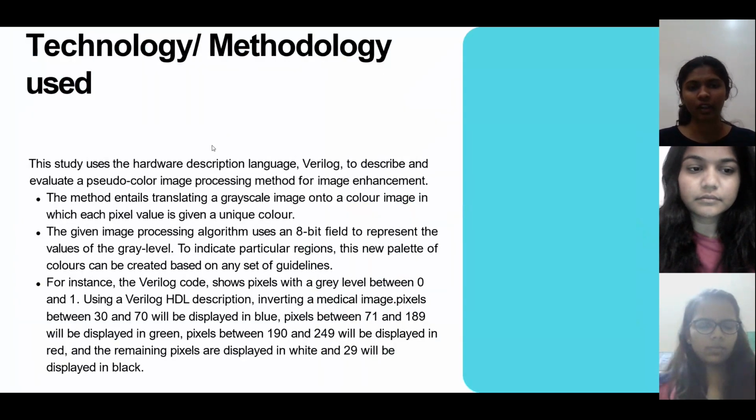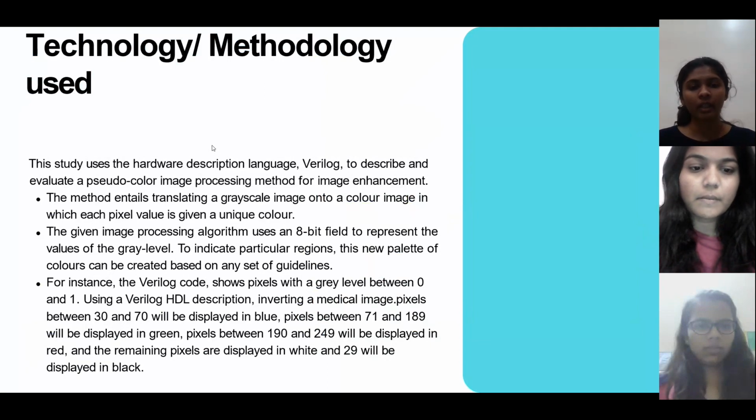The next point is the technology or methodology used. This study uses the hardware description language, that is HDL, and Verilog code to describe and evaluate a pseudo-color image processing method for image enhancement. The method entails translating grayscale images into color images in which each pixel value is given a unique color.